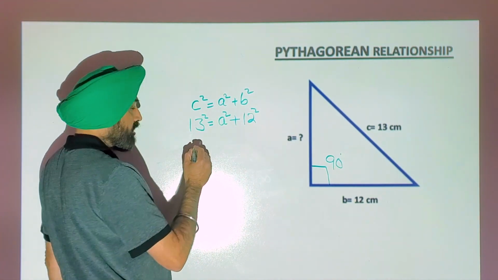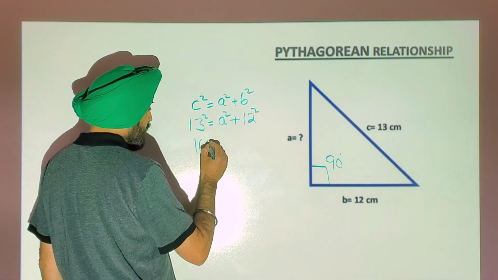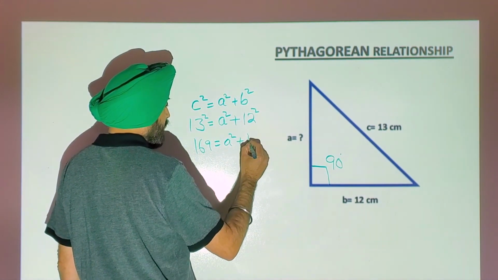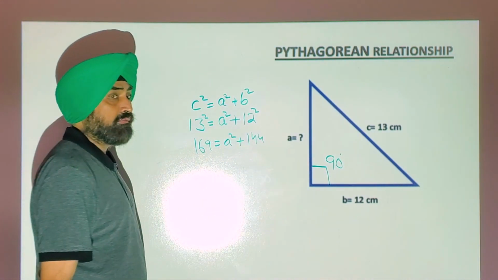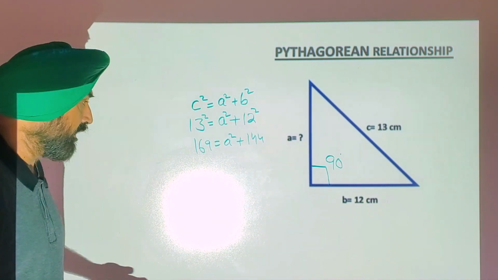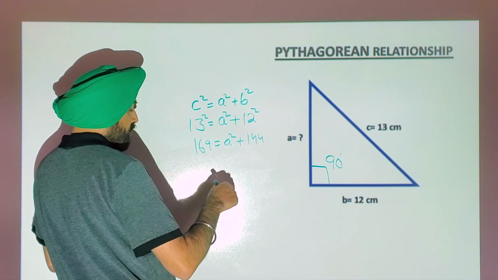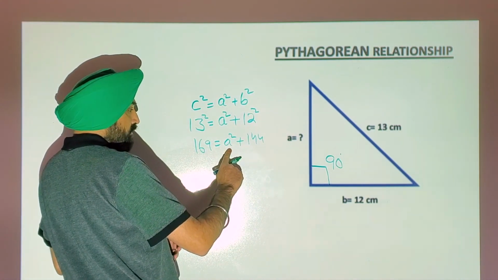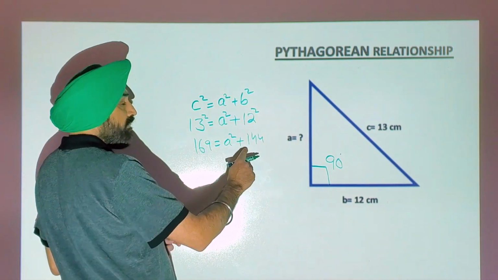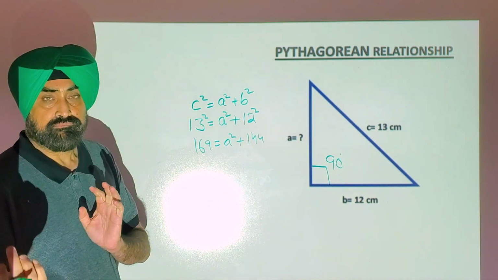13 squared is 169, which equals a squared plus 12 squared, which is 144. Now we have to rearrange for a squared first and then we will find a. So what do we want? We want to find a squared. We don't need 144 here. So how do we rearrange? Take 144 away from the right hand side.